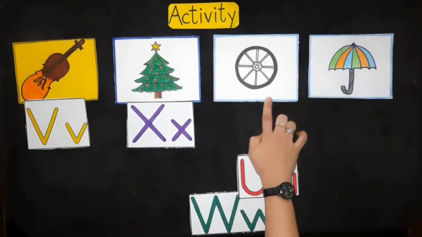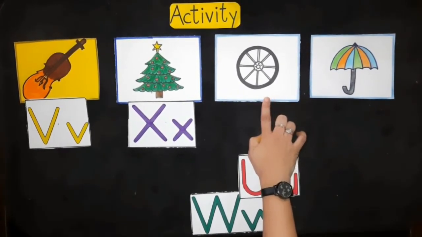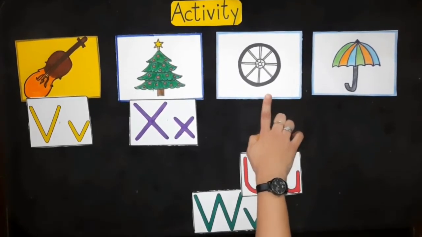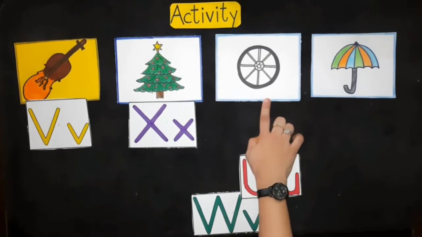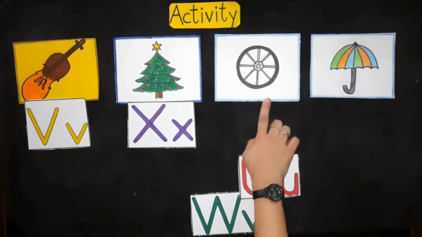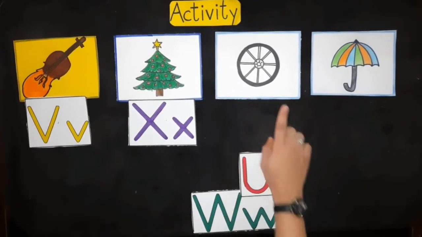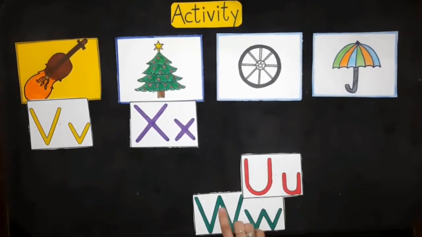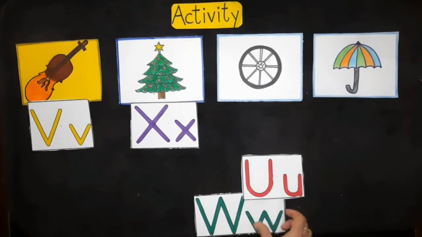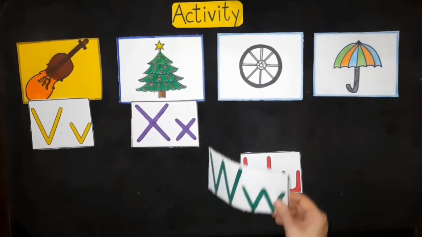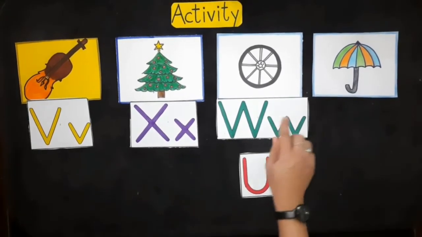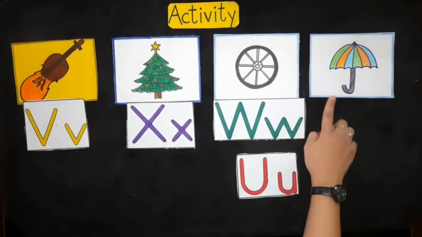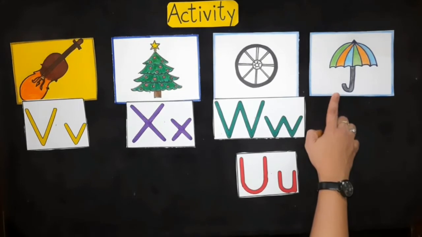Yes, it is the picture of a wheel. So, wheel starts with which alphabet? Yes, wheel starts with alphabet W. So, where is alphabet W, children? This or this? Yes. So, we will place alphabet W under the picture of wheel. W for wheel. Now, which is this picture, children?